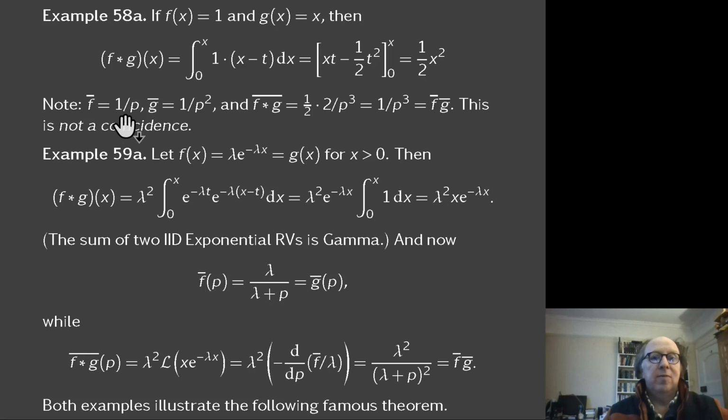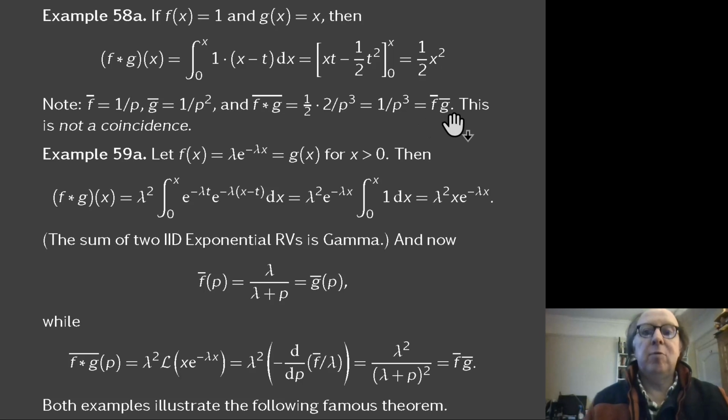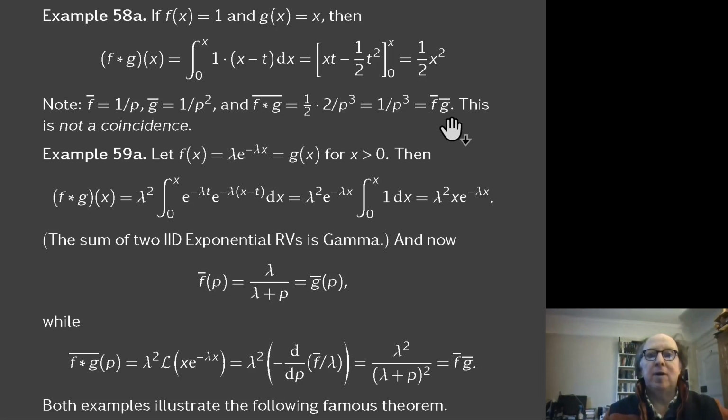And if you look at this, you may note that the Laplace transform of f, f bar, is 1 over p, since 1 goes to 1 over p and x goes to 1 over p squared. And the transform of f star g is a half of 2 over p cubed, since the transform of x squared is 2 over p cubed, and that's 1 over p cubed, which is the product of f bar and g bar. And this isn't a coincidence. This is our first illustration of the convolution theorem.